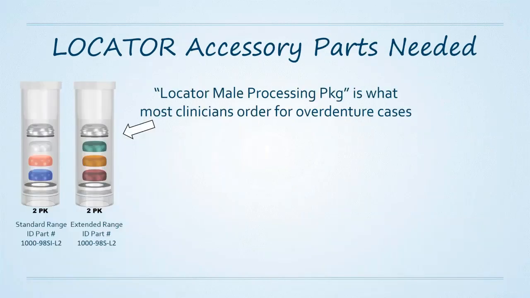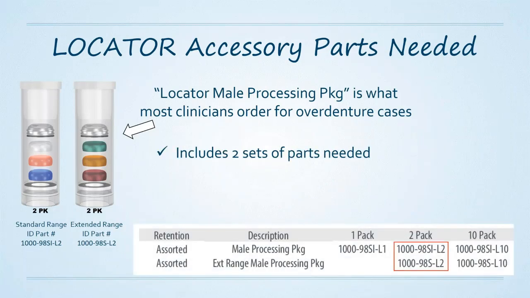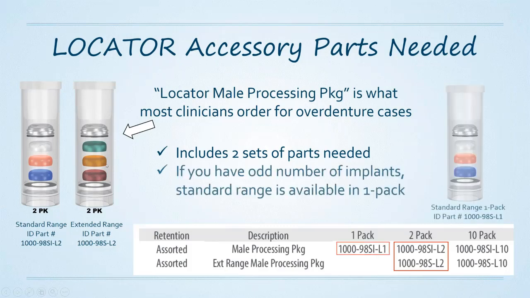Also, you need to go ahead and order your locator male processing pack. That's something that we need to order for our overdenture cases. We're going to include 2 sets of the parts needed. So our male processing pack for our standard range insert comes in a 2-pack. Now you can see here, why would they package it as a 2-pack? It's because typically most clinicians are going to be restoring in pairs of 2s, meaning 2 implant overdenture, 4 implant overdenture, 6 implant overdenture.